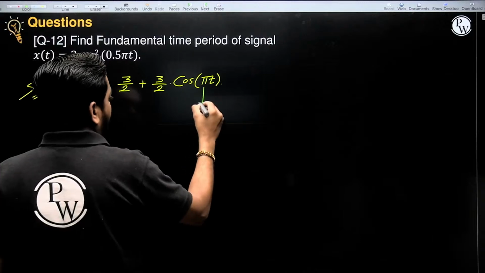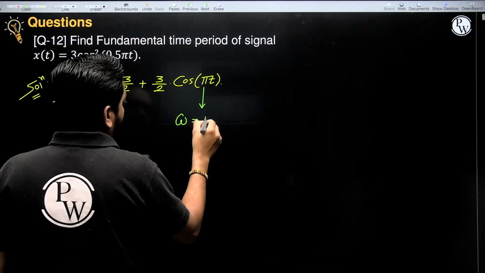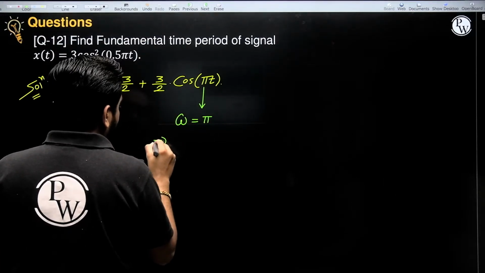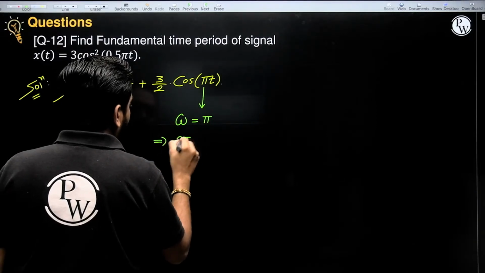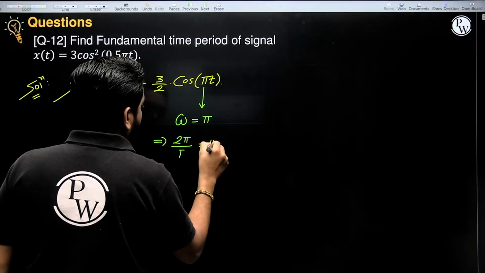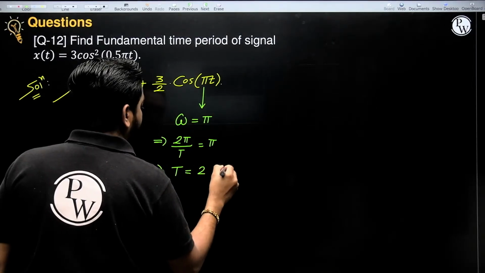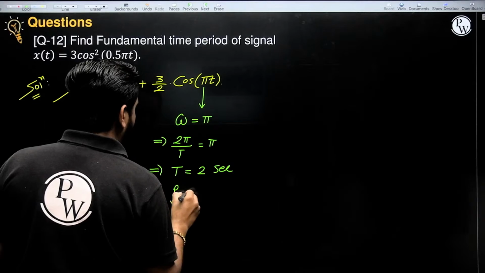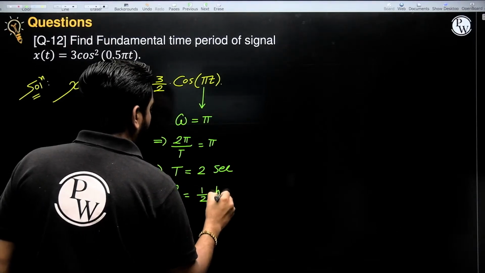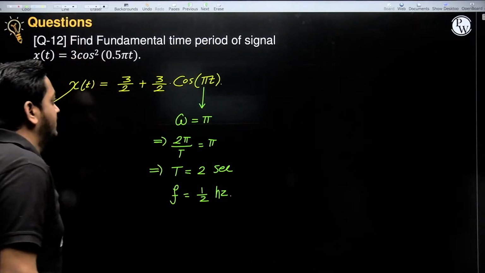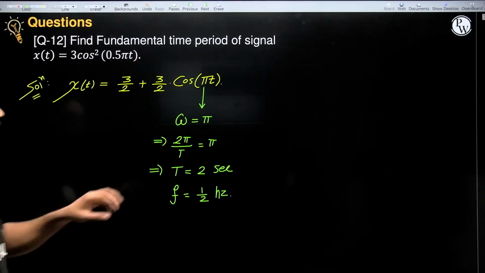Here omega is equal to pi. Omega is nothing but pi by capital T, which is equal to pi. So T is equal to 2 seconds and the fundamental frequency is 1 by 2 hertz, or we can say cycles per second. Fine.